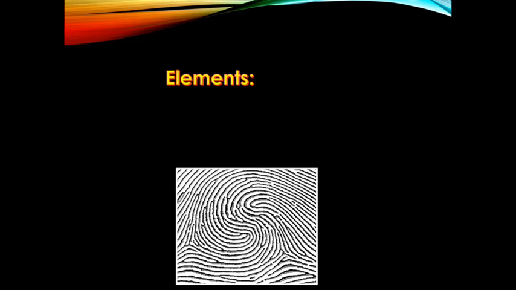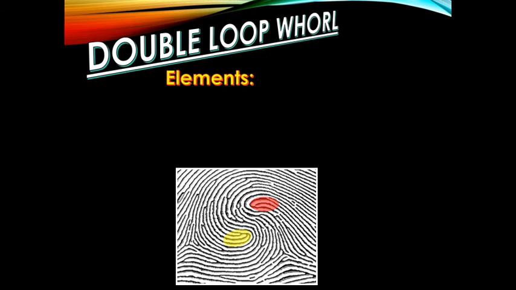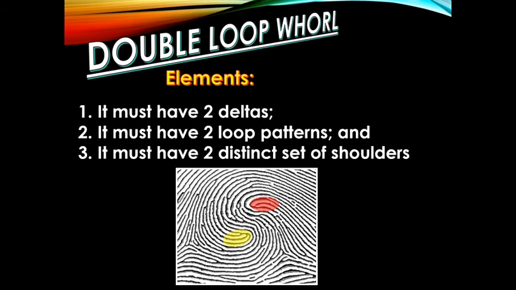Moving on to our third type of the whorl pattern, we have here the double loop whorl. The elements include that it must have two deltas, two loop patterns, and these two loop patterns must have two distinct sets of shoulders.